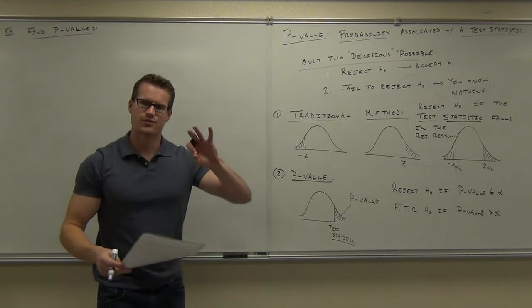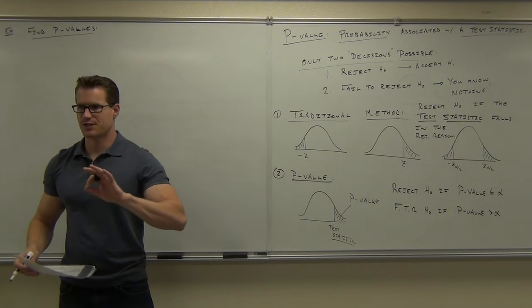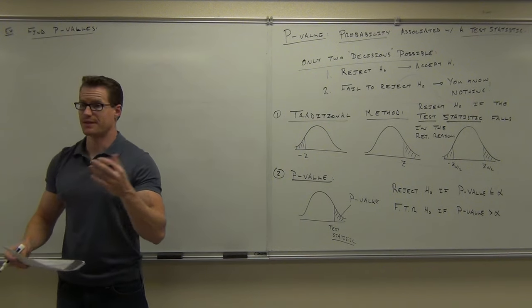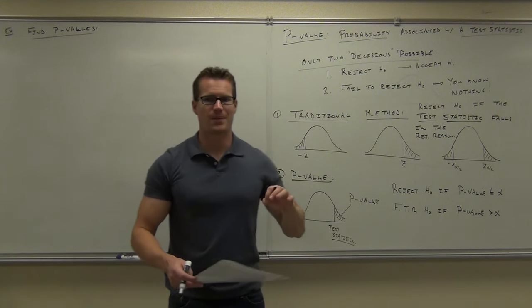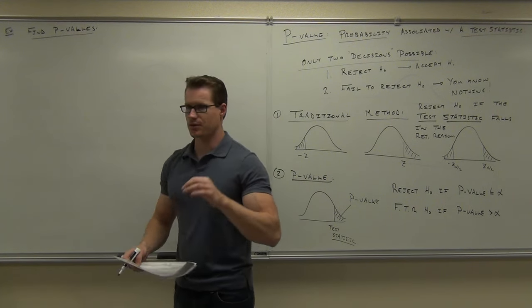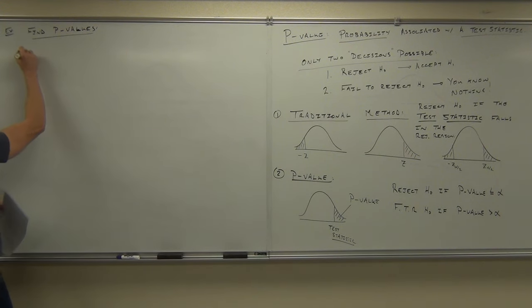There's really only three things we've got to do. Firstly, again, you're going to have to determine whether it's a left tail, a right tail, or two-tail test. That's important. Second thing, we'll actually find the p-value. Third thing, we'll compare that p-value to alpha. That's the three things you do here. So we'll do two examples.